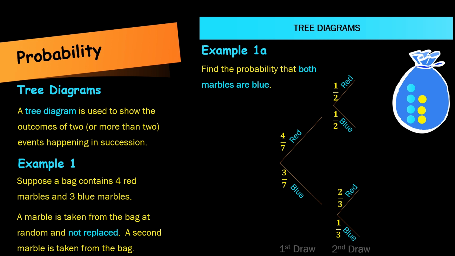And now we can find the probability that both marbles are blue. So if we have both marbles being blue, we go down the highlighted route as shown in the diagram. Blue followed by blue. Therefore, the probability of blue-blue is 3/7 times 1/3, which is equal to 1/7.